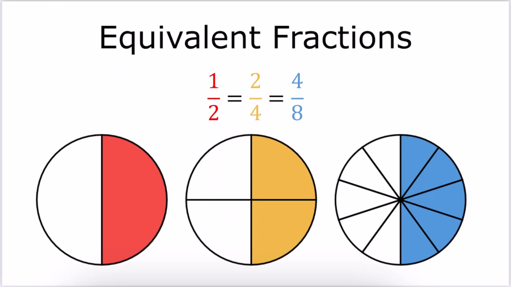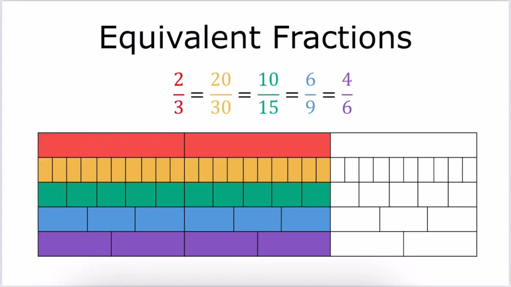So the idea of equivalent fractions is that two fractions are considered equivalent or equal to each other if they represent the same amount. And so if we look at area models for the fractions 1/2, 2/4, and 4/8, we can see that these fractions are equivalent because they cover the same amount of area. And there's actually even more fractions than just these three that are equal to each other, but these are some examples of equivalent fractions. You can also use length models to help your students understand the idea of equivalent fractions.